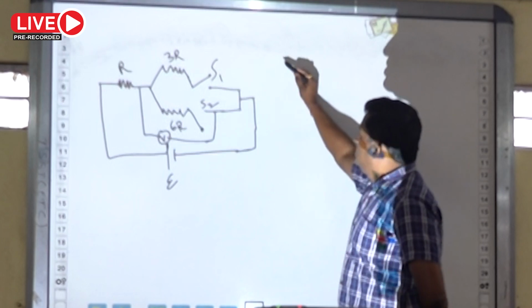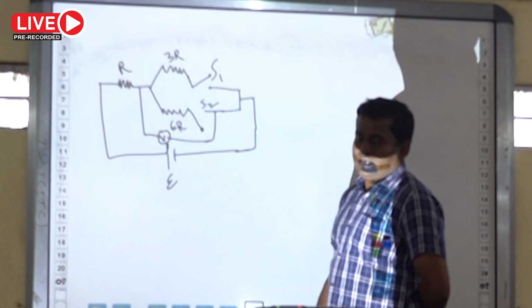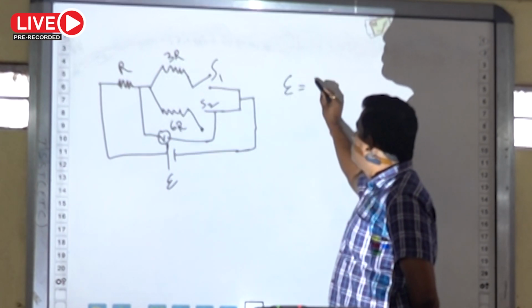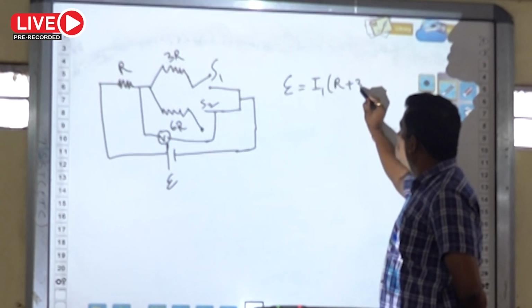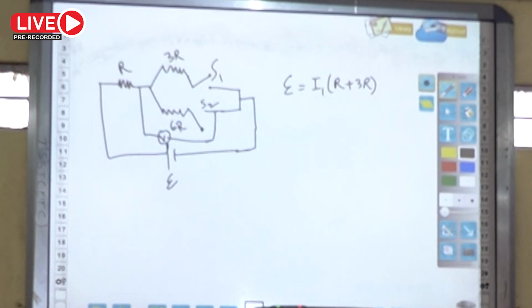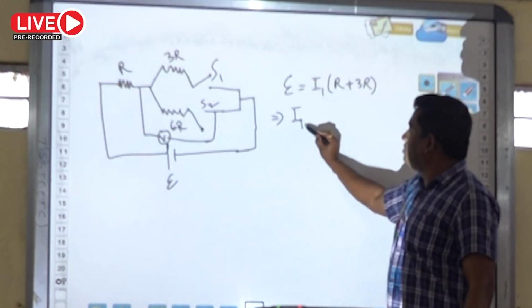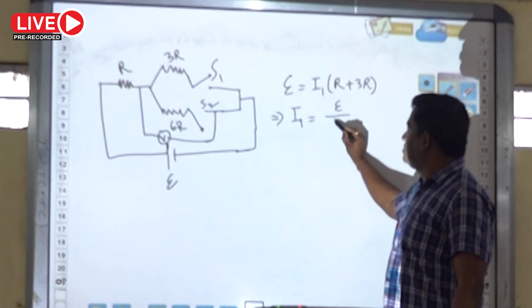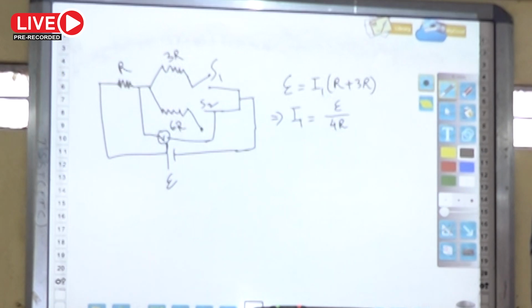Then in this first case, the current flowing from the battery is I1. I can write E equal to I1 into R plus 3R, because R and 3R are in series when S2 is open and S1 is closed. Then from this we can write I1 equal to E by 4R.